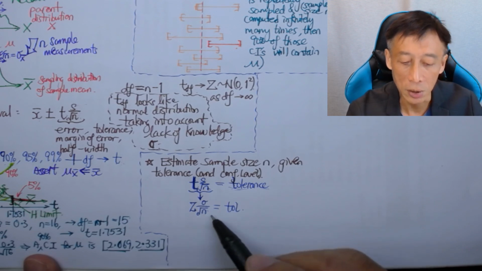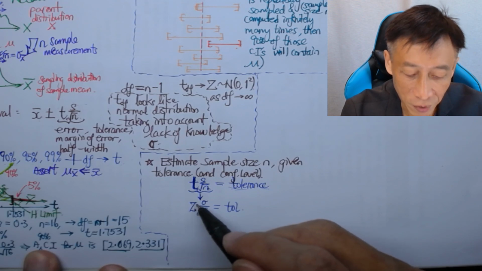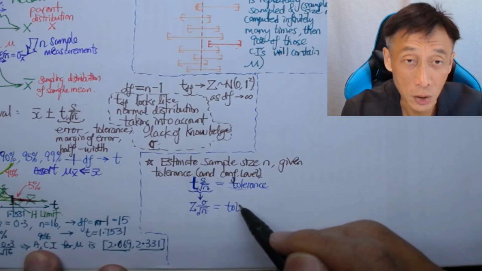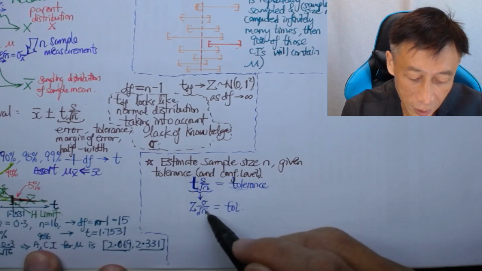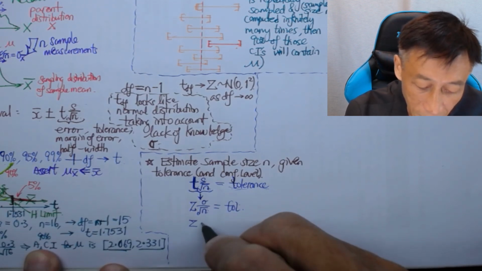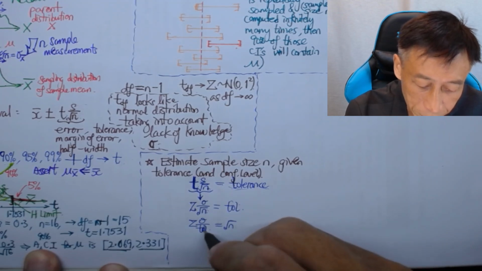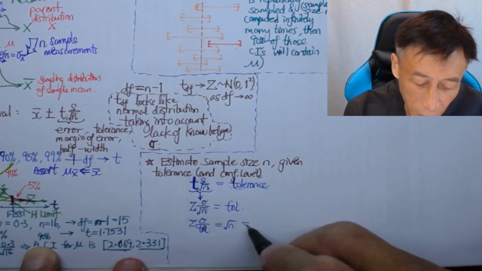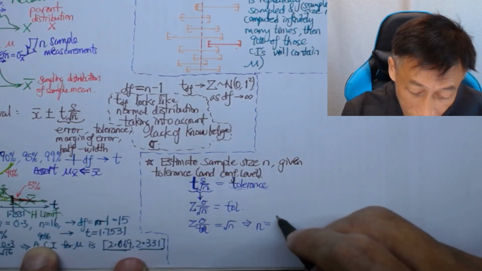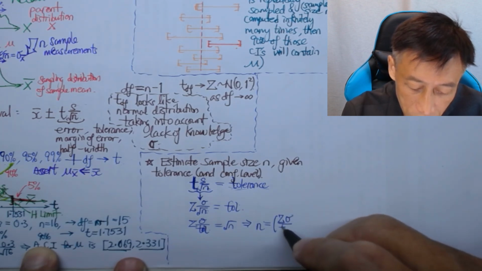And this allows us to continue because we can detach or divide out the z easily. We just move this to the right as a numerator and put the tolerance into the denominator. So we end up having z sigma over tolerance is square root n. And then straight away, n is simply the square of z times sigma over tolerance.